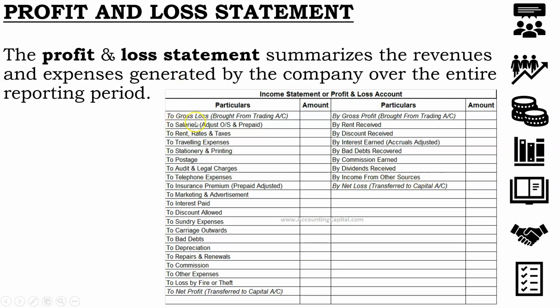And here we have salaries, rent, traveling expenses, stationery and printing. So whatever expenses that a person or the entity has incurred to earn the profits or to recover receipts, they are mentioned here on the debit side. And at last, the revenues minus the expenses. If we have a positive result, it will be shown here. That is, the net profit will be debited and will be transferred to the capital account.